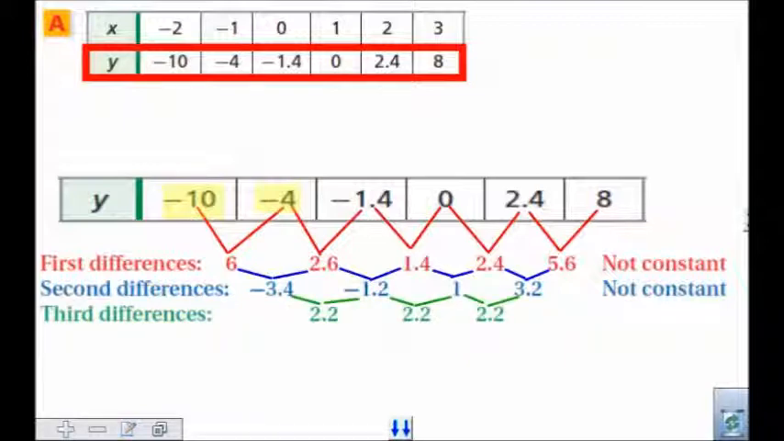Aha, now we got someplace. Notice the third differences: we increase by 2.2, and increase by 2.2, and increase by 2.2. We now have a constant change, and that constant change is 2.2.